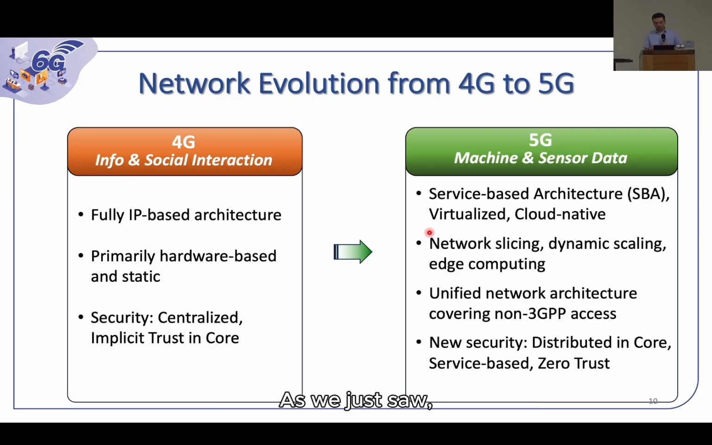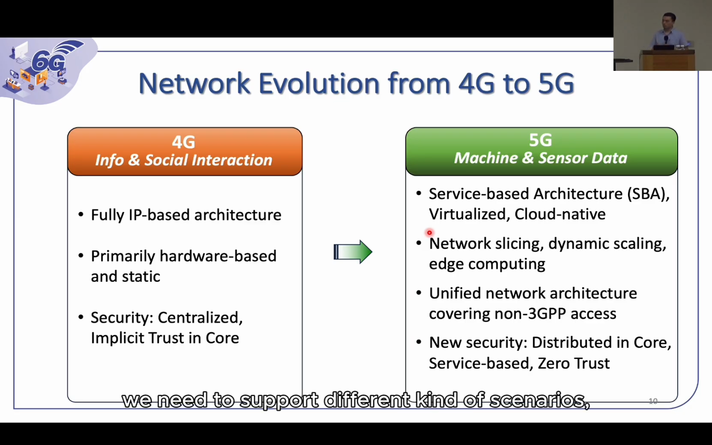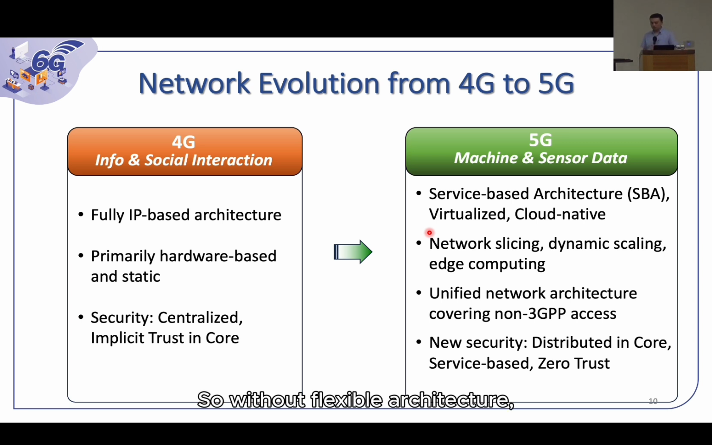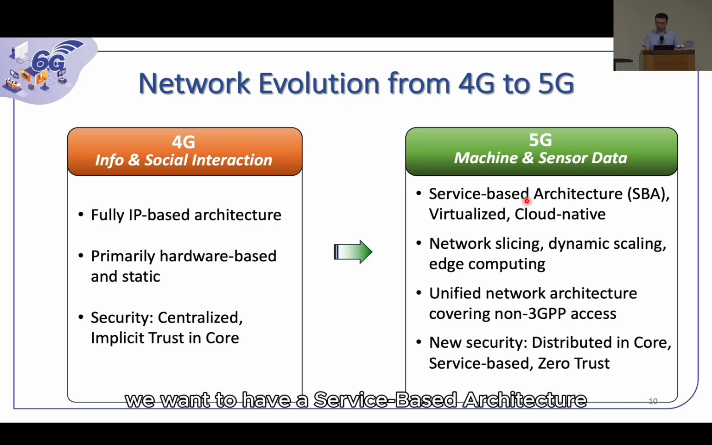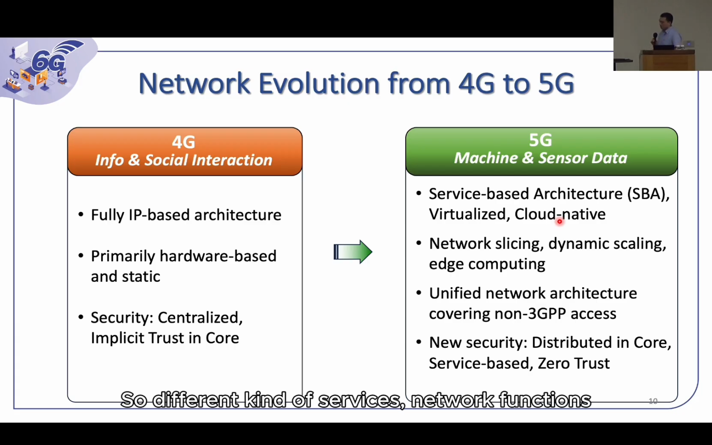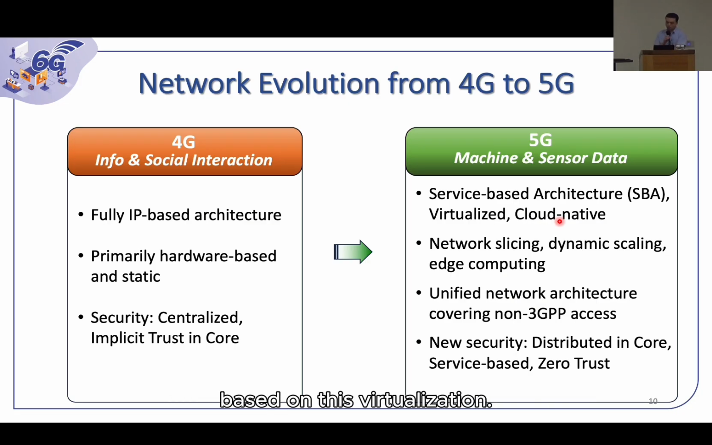The reason is that, as we just saw, we need to support different kind of scenarios, devices, and the environment. So without flexible architecture, it will be difficult to achieve these diverse goals. So in 5G network, we want to have a service-based architecture, virtualized, cloud native. So different kind of services, network functions can be deployed in the core network based on this virtualization. And also, different kind of services have different performance requirements. So we will use the network slicing to provide multiple slices for different services using the same architecture.